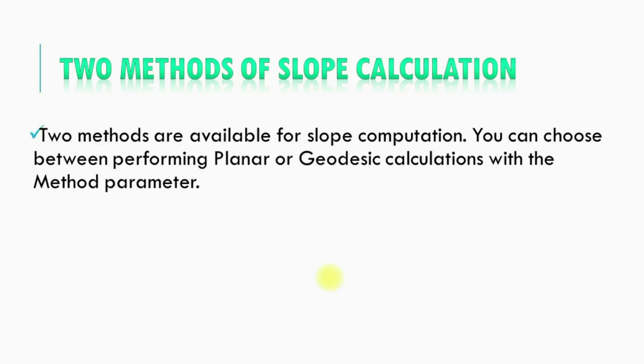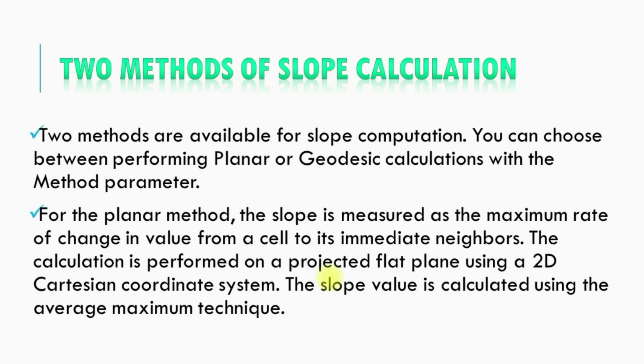Two methods of slope calculation. Two methods are available for slope computation. You can choose between performing planar or geodesic calculation with the method parameter. For the planar method, the slope is measured as the maximum rate of change in value from a cell to its immediate neighbors. The calculation is performed on a projected flat plane using a 2D Cartesian coordinate system.